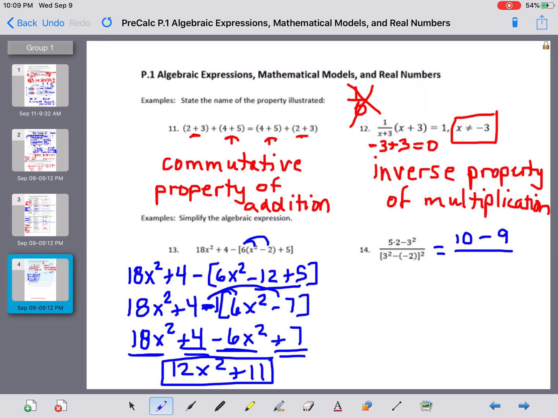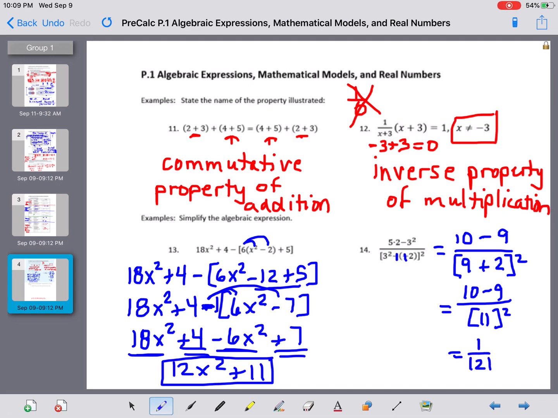Down here at the bottom, I have parentheses I need to take care of. I'm going to go ahead and say that 3 squared is 9. Minus a negative. Remember, keep, change, change. So that's going to become a plus 2 squared. Okay. 10 minus 9 on top. 9 plus 2 inside that parentheses makes 11 squared. 10 minus 9 is 1, and 11 squared is 121.